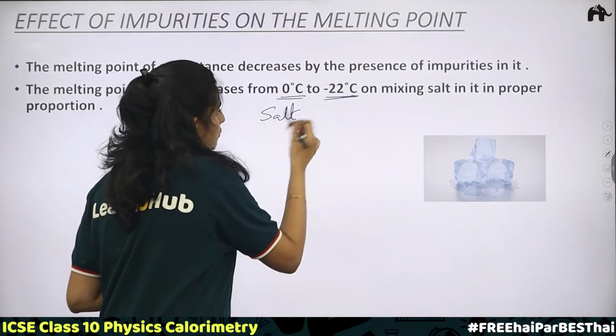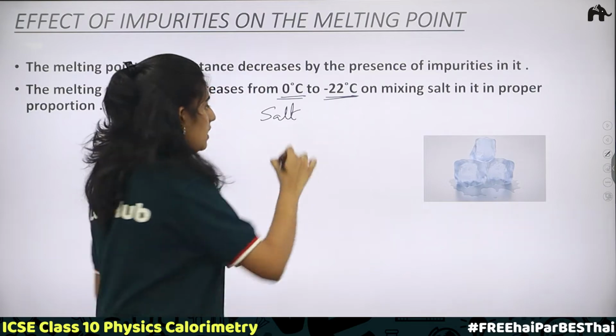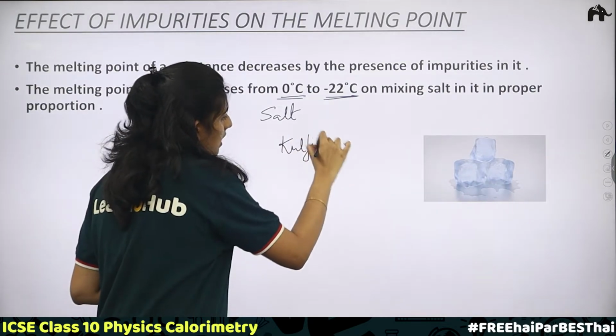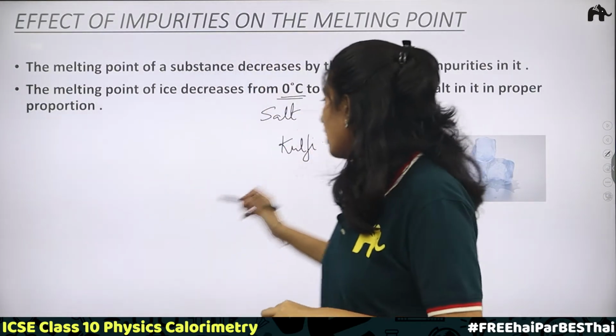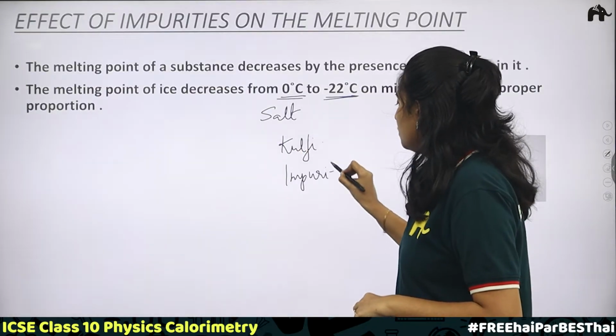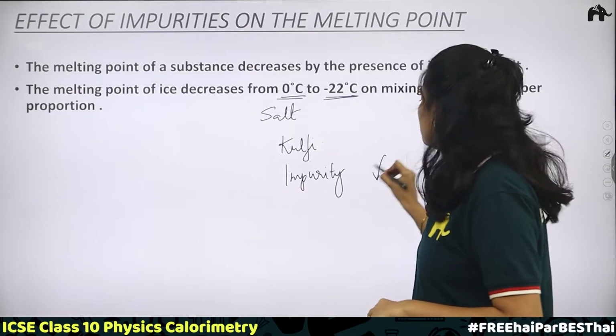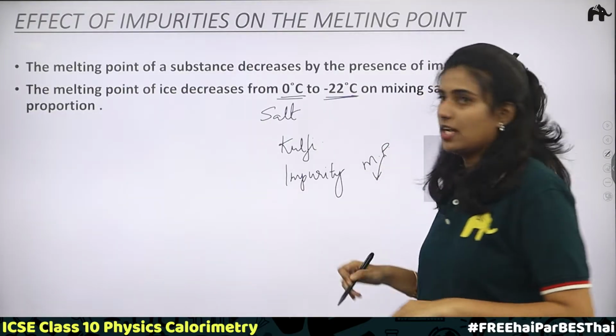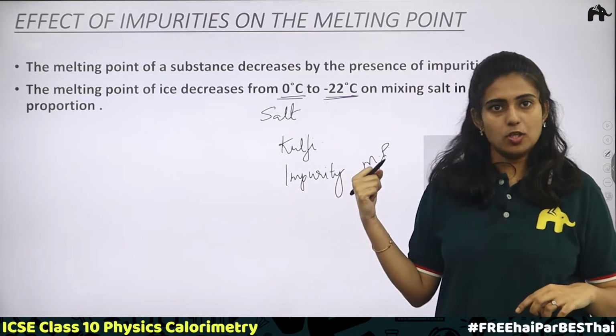Okay, so for freezing purposes, it is very helpful in making kulfis. Adding impurity will be very helpful because the presence of impurity is going to decrease the melting point. We can decrease the melting point. The ice won't melt easily. Okay.